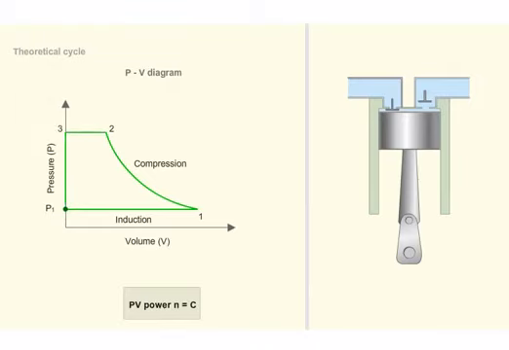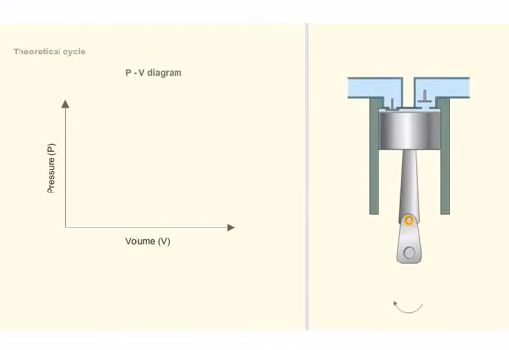In the PV diagram, the curve 2, 3 represents the delivery of air at constant pressure P2. The delivery of compressed air stops before it reaches point 4. Drag the crank to see the pressure volume variations.